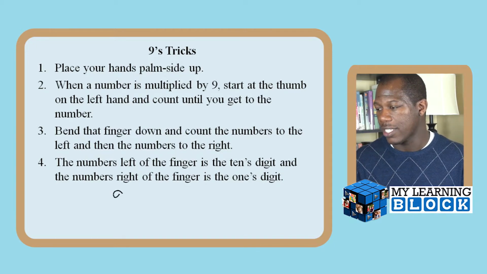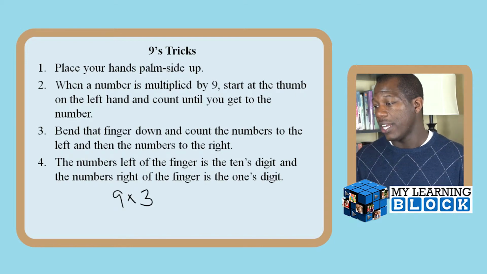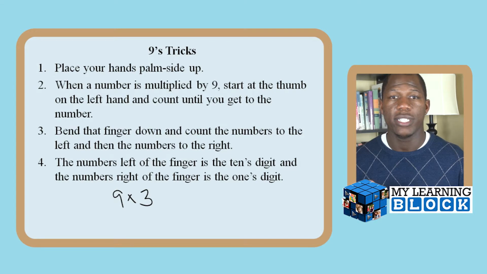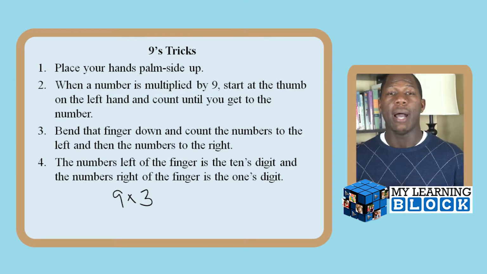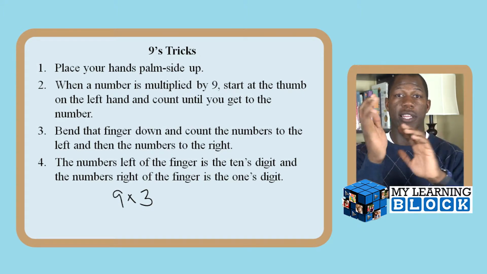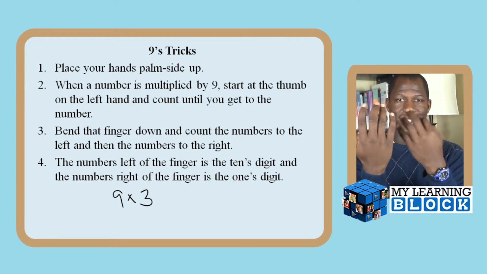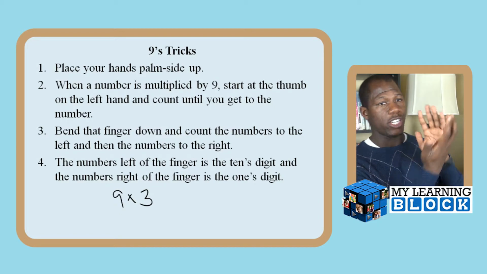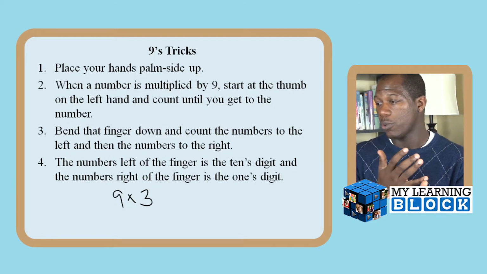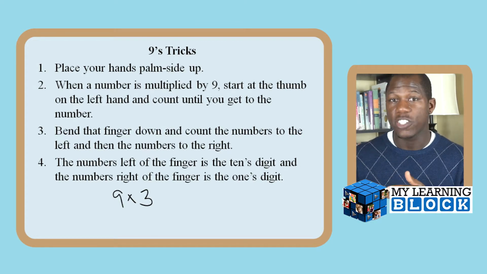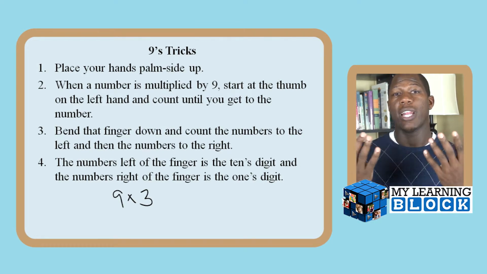So now the 9's trick, a fun trick to do. Let's say your child is given 9 times 3. Now the 9's trick: you want to teach your child to first place their hands up so they can see them, just like this. Now I'm gonna show you in reverse because of the camera angle, but your child is going to look at their hands like so.